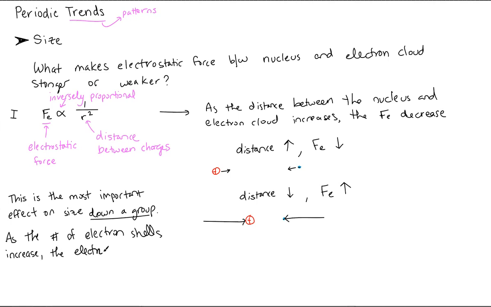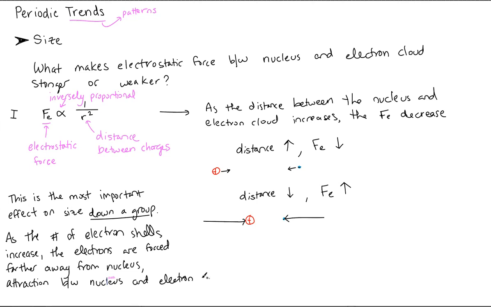the electrons are forced farther away from the nucleus, which means the attractive force, so the attraction between the nucleus and electron cloud, decreases. Thus, atoms get bigger down a group. Atoms get bigger down a group.